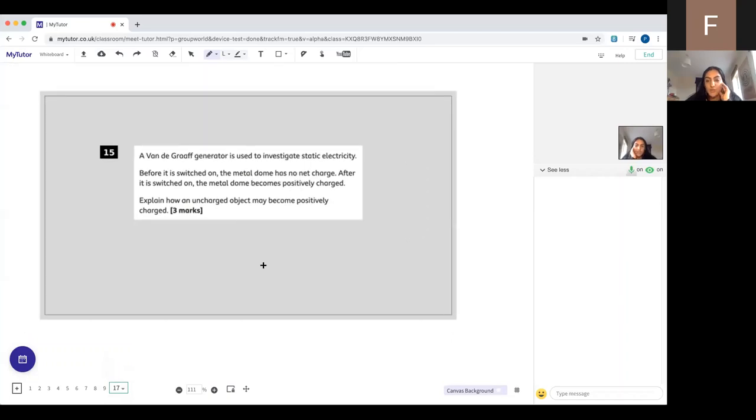Okay, so this one talks about the Van de Graaff generator. Before it's switched on, the metal dome has no charge. There's no reason for it to have charge. After it's switched on, then it becomes positively charged. But how can an uncharged object become positively charged? Now, this one is quite tricky because we haven't said it directly, but try to work out how this uncharged object may become positively charged using the ideas that we've talked about.